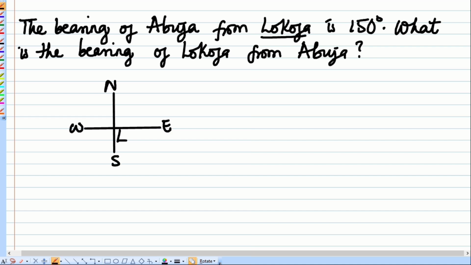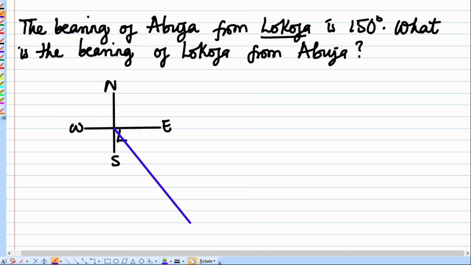They say that the bearing coming from Lokoja to Abuja would be 150 degrees. So remember, from the north to the east is 90, and from east to south, relative to the north, will be 180. So 150 degrees would be in the southeast direction. So 150 will be something like this. So let's say that's 150.